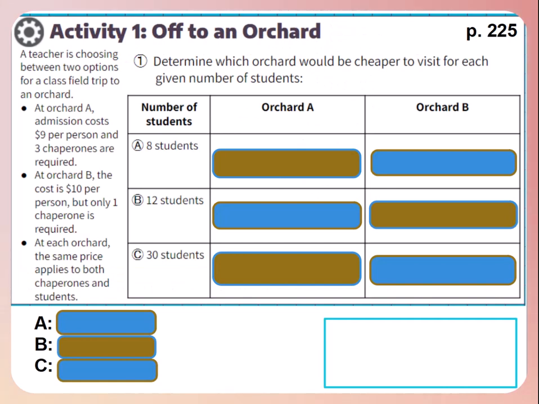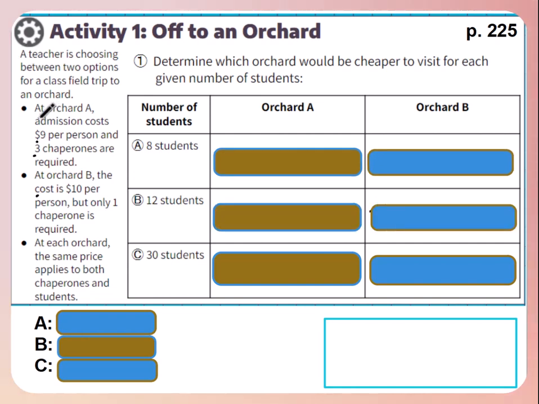All right, turn to page 225. A teacher is choosing between two options for a class field trip to an orchard. Look at orchard A. Admission costs $9 per person. So if we start with 8 students and then we add the 3 chaperones that are required, how many people total do we have? 8, 9, 10, 11. So for orchard A, this is going to be 11 times 9.